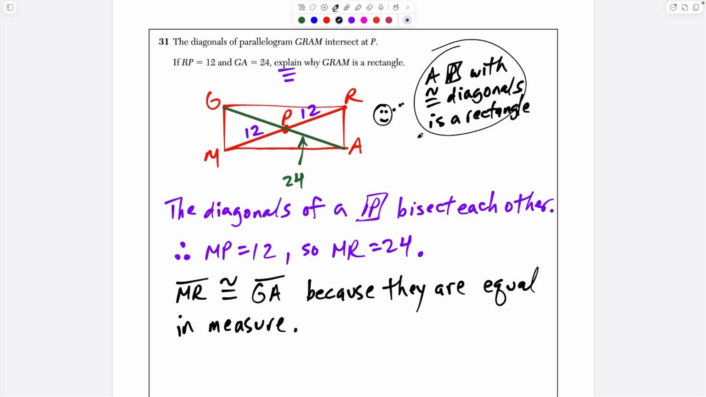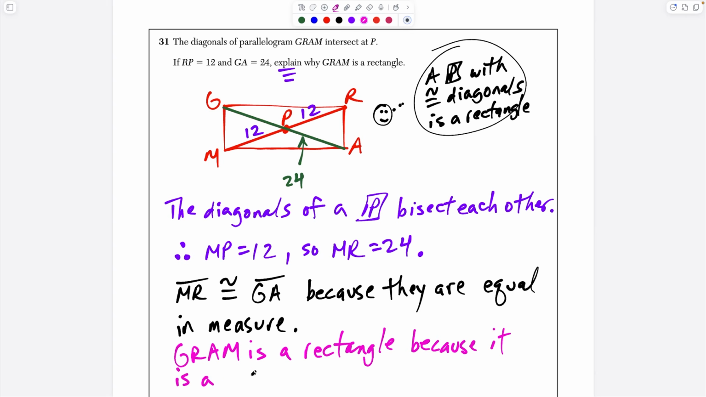Now we could write that concluding sentence. So now I will say the final sentence here. We could say the parallelogram is a rectangle because it is a parallelogram with congruent diagonals. Okay, so this gets all the ideas down.